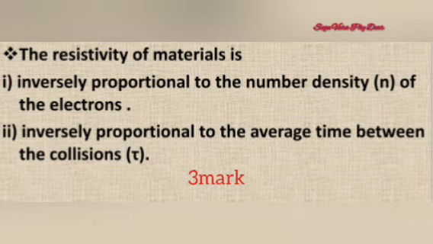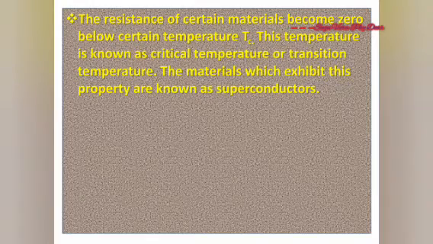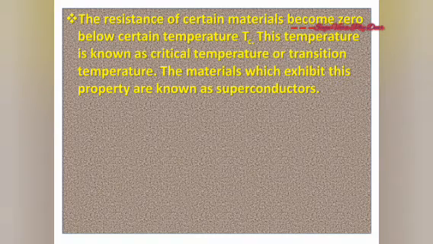The resistivity of a material is inversely proportional to the number density of the electrons and inversely proportional to the average time between collisions. The resistance of certain materials becomes zero below a certain temperature Tc. This temperature is known as the critical temperature or transition temperature. The materials which exhibit this property are known as superconductors.